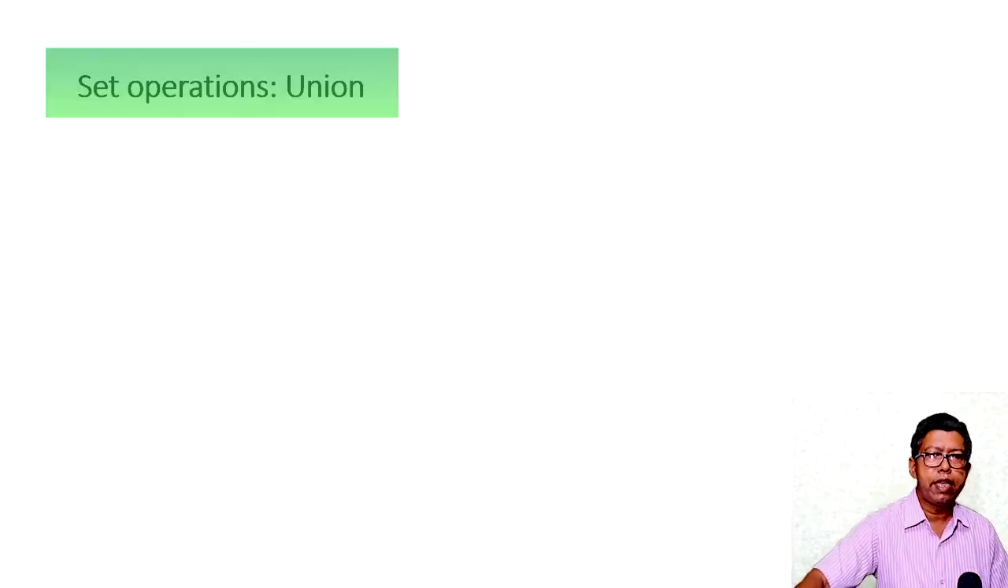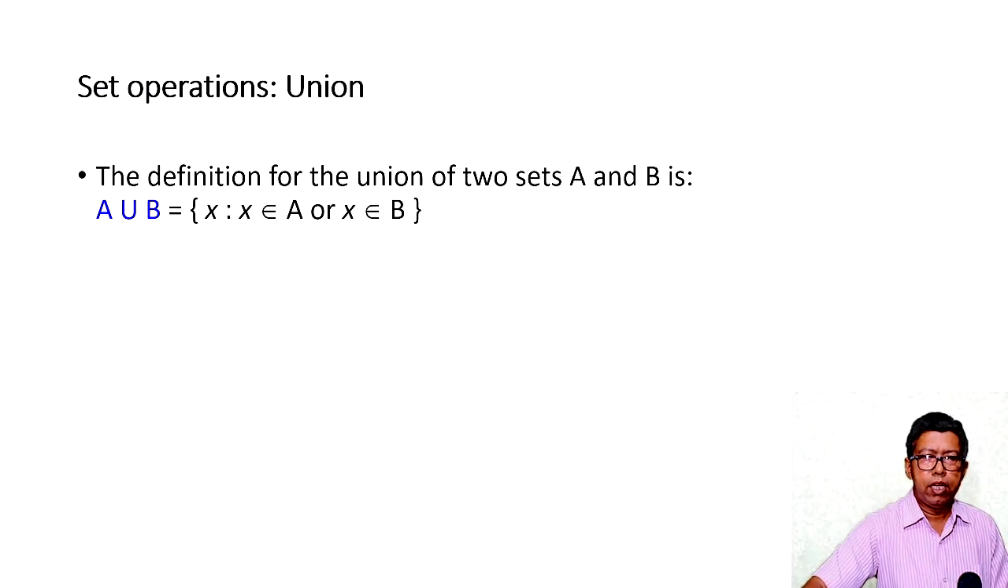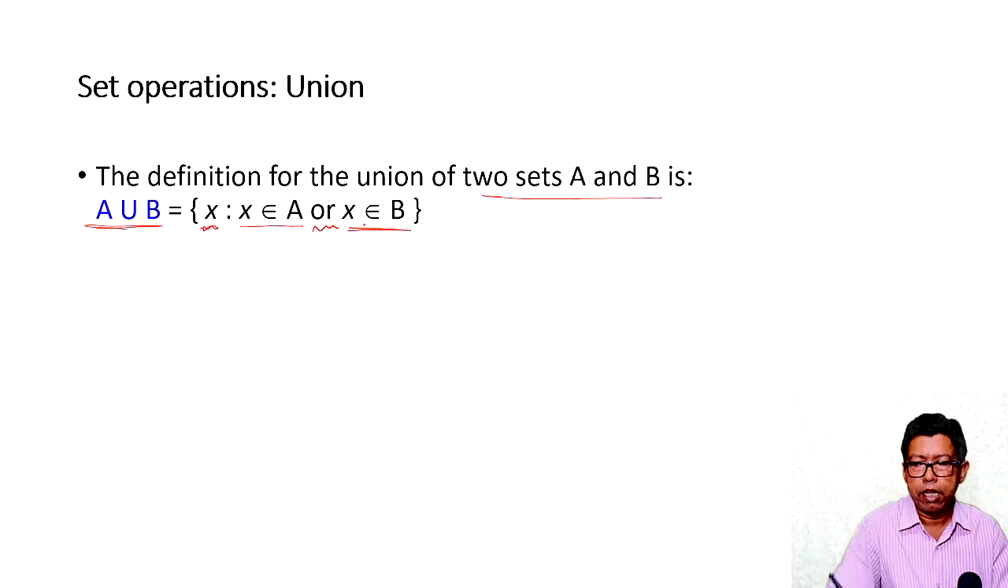Okay, next is set operation. This is union. Union means combining 2 sets or more than 2 sets, and it is denoted in this way: A union B. A and B are 2 sets, and A union B is also a new set, which contains the element X such that X belongs to A or X belongs to B. X may be in the set A, X may be in the set B.